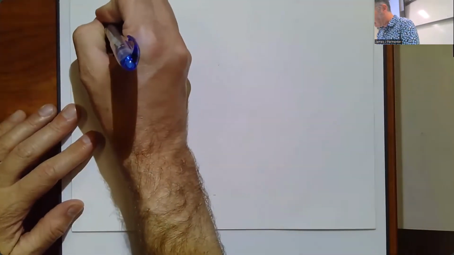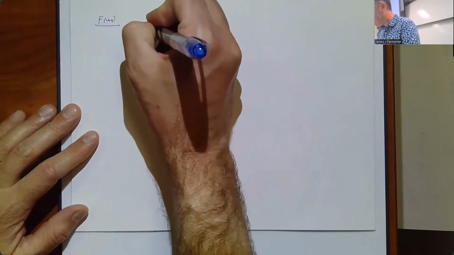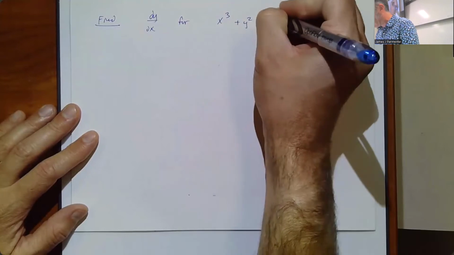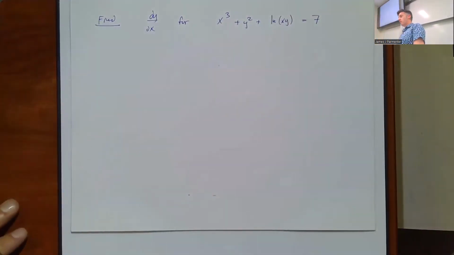Let's find dy dx for the following: x to the 3rd plus y to the 2nd plus the natural log of x times y equal to 7. Okay, so what words haven't I said about this problem, but are heavily implied? Right, implicit differentiation.